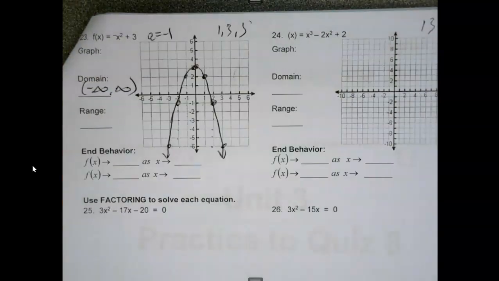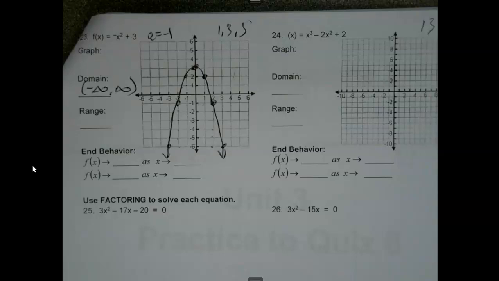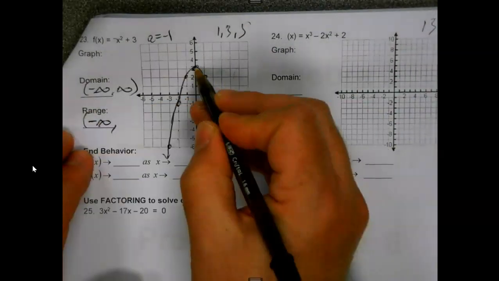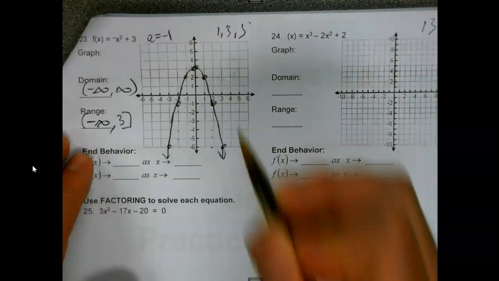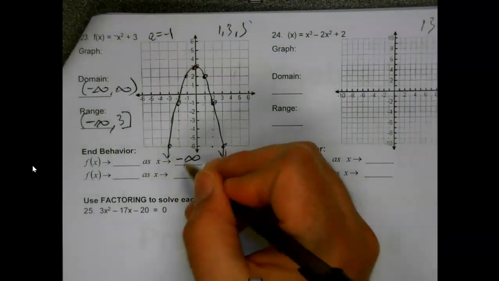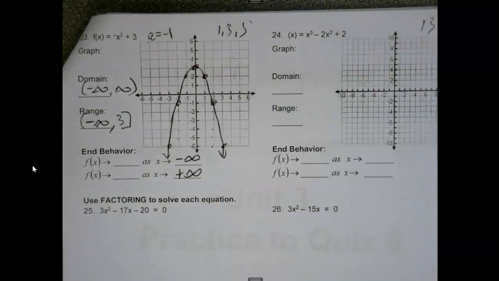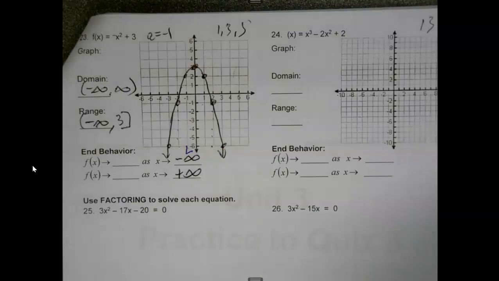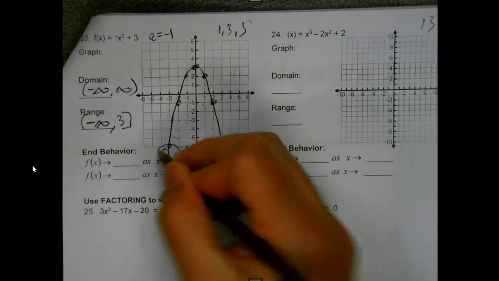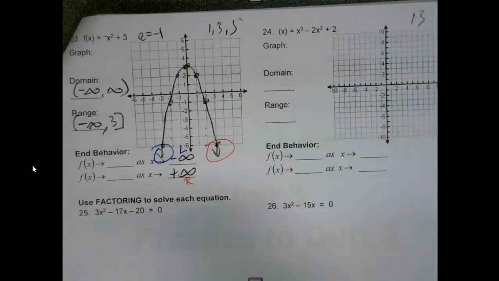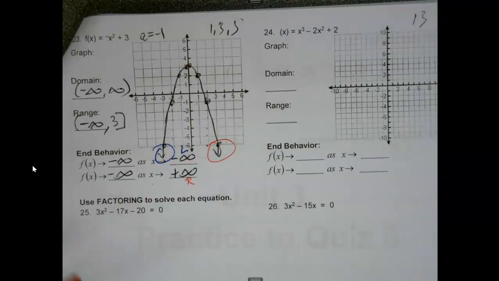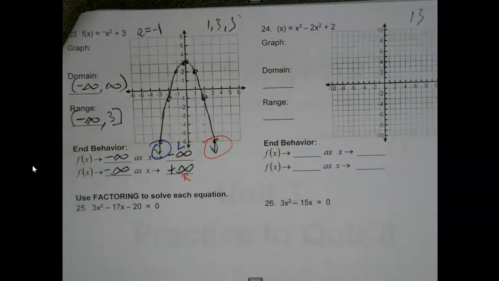Domain is always infinite. We don't have to think. Range goes down forever. Up to positive 3. Use a bracket. Be careful. End behavior. There's my free squares. My left and my right. All I got to pay attention to is arrows. And hey, they're both going down to negative infinity. Let's go.